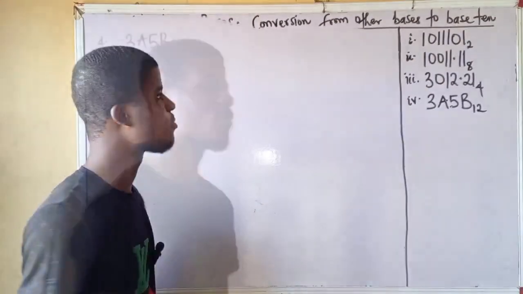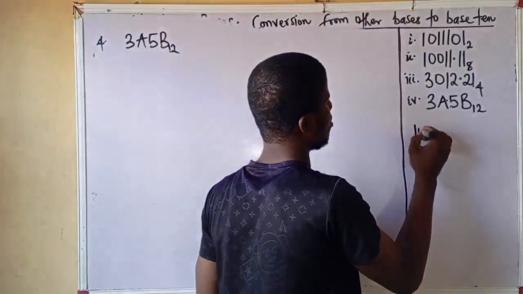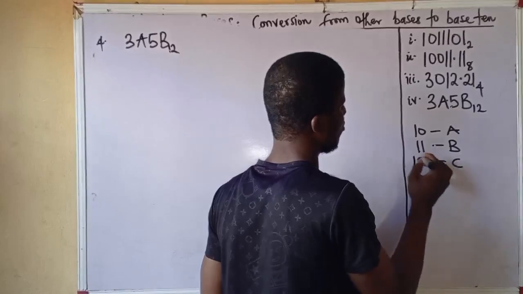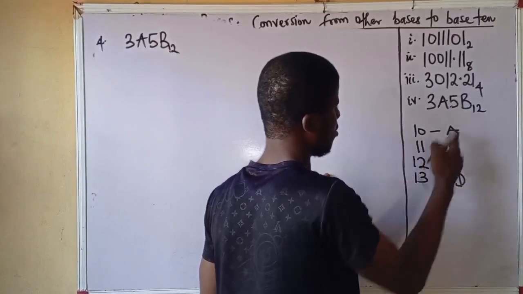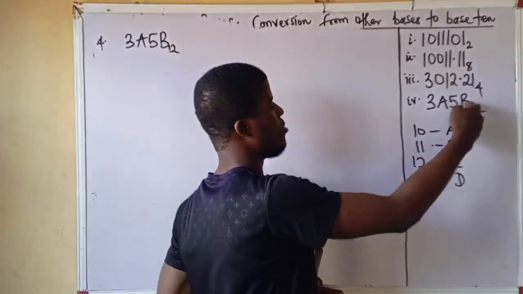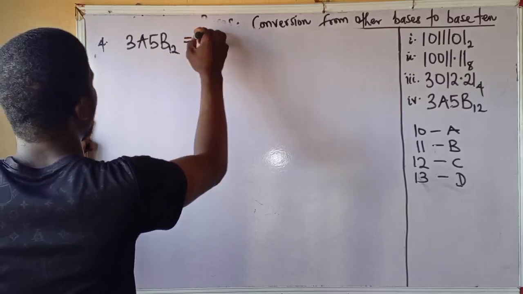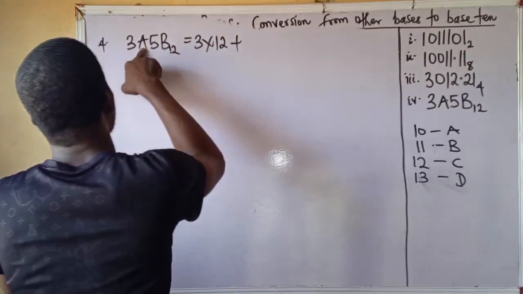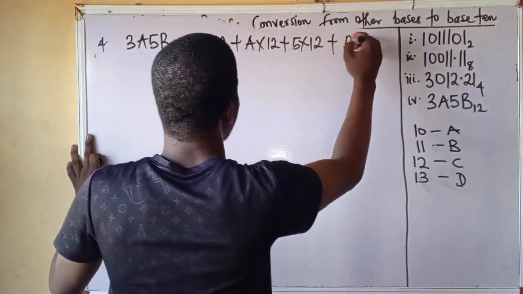Let's solve the last question. We are converting this number in base 12 to base 10. Actually, 10 is A, B will be 11. You understand that? C is 12, D is 13. 10, 11, 12, 13, A, B, C, D, and so on and so forth. So A is 10 and B is 11. That's all. So this is simply 3 times 12 using the expansion method plus A times 12 plus 5 times 12 and plus B times 12.